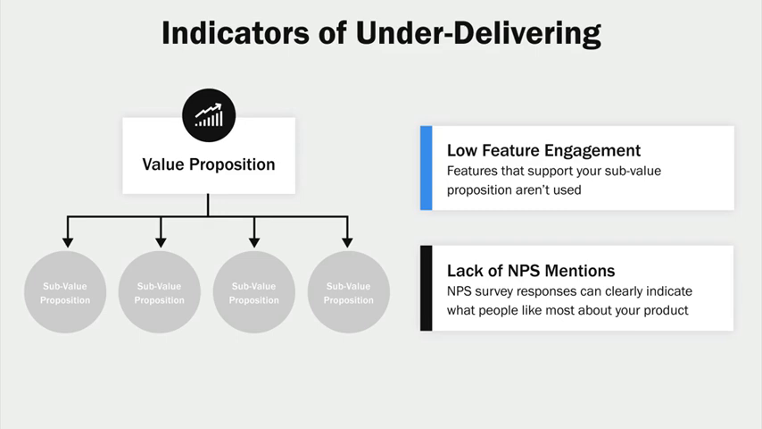First, look for low feature engagement, i.e. features that support your sub-value proposition aren't used. Each sub-value proposition is delivered by a set of features.